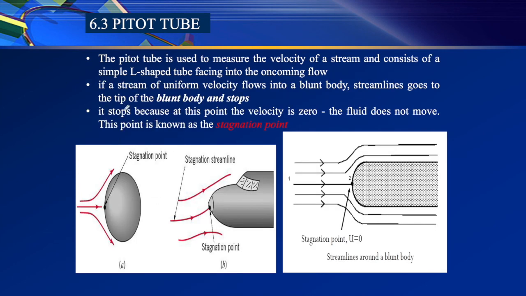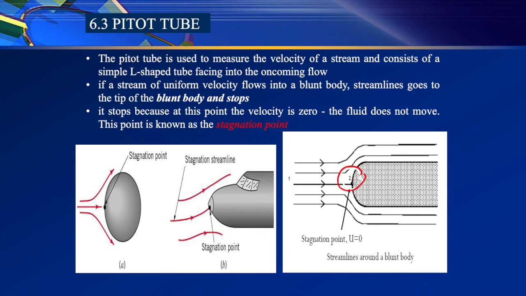Okay, if a stream of uniform velocity flows into a blunt body, a streamline goes to the tip of the blunt body and stops. So what happens when the fluid goes to the blunt body, here? The streamline goes to the tip of the blunt body and stops. Here, the fluid will stop.